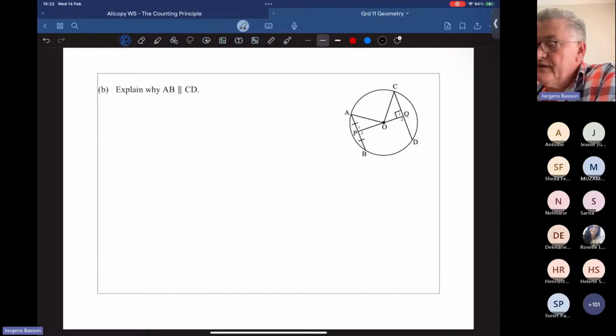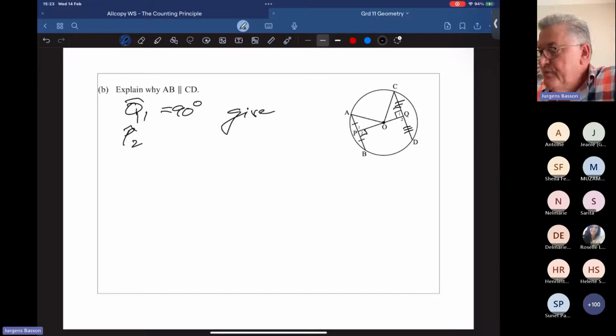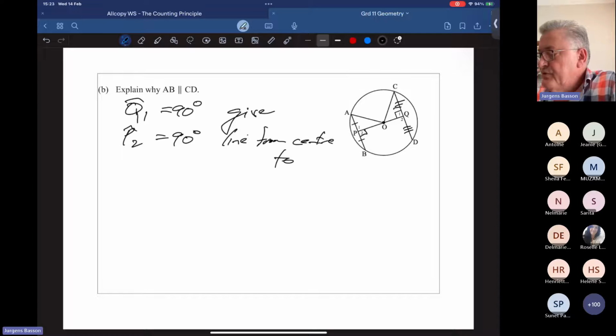Now, it's the same drawing as what we had before. So you'll remember that this was given 90, so that will be equal to that. And this was given bisect, so it will be 90. And we now want to prove those two lines, AB and CD, parallel. Now, I think it's quite obvious. I will start off by saying that Q1 is equal to 90 degrees, and that was given to us. And then I'm going to say P2 is also going to be 90 degrees. We can give the reason again, or we can say we proved it in the previous one, but it is line drawn from center to midpoint. So that means it's 90.